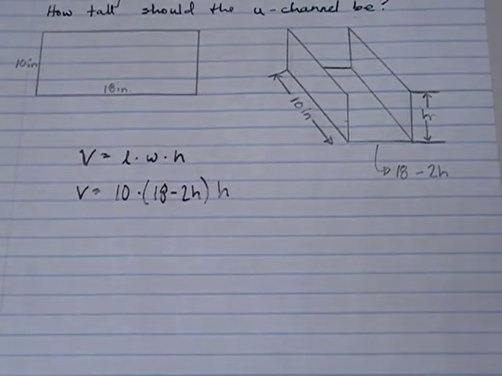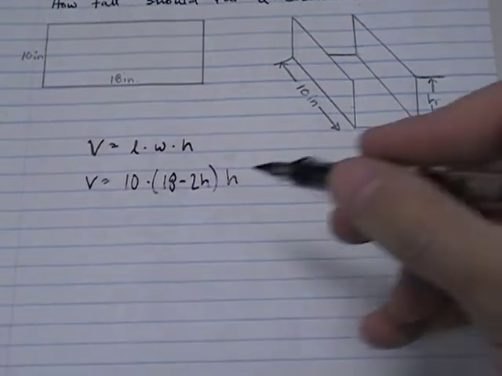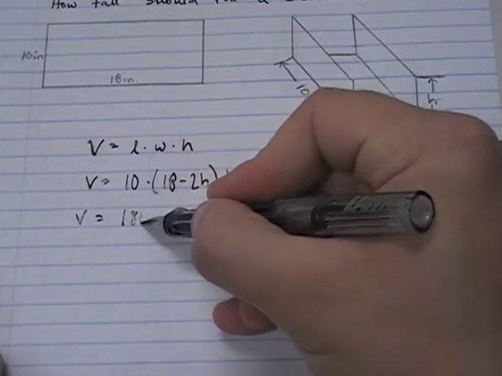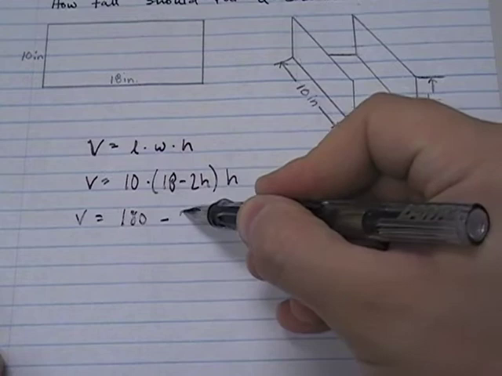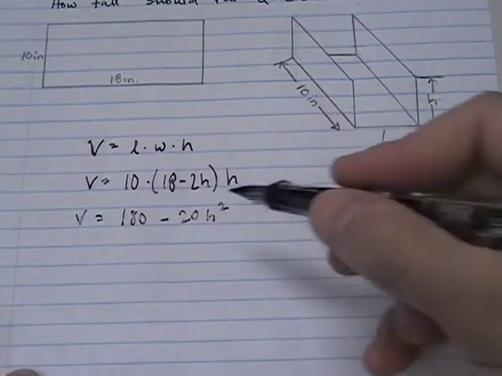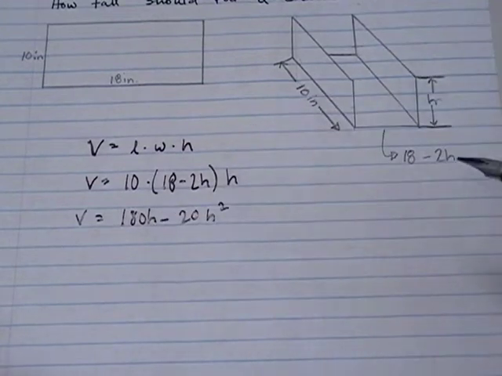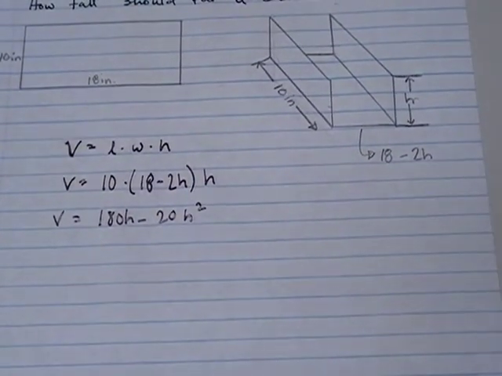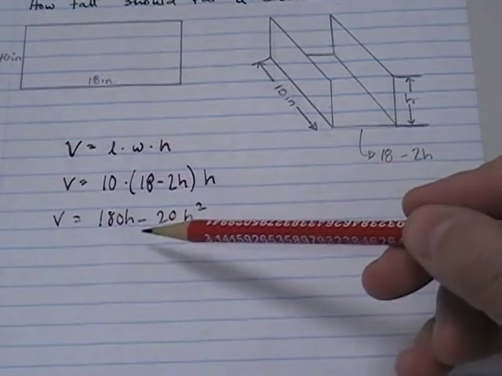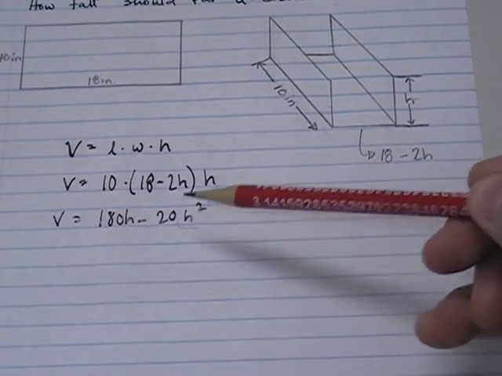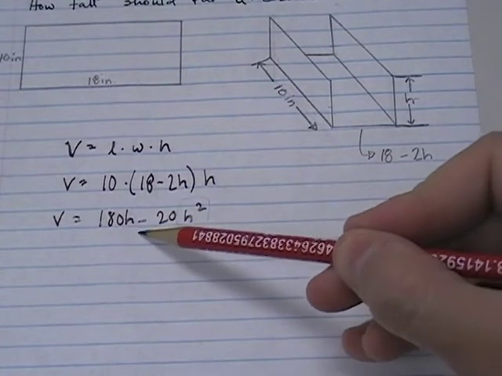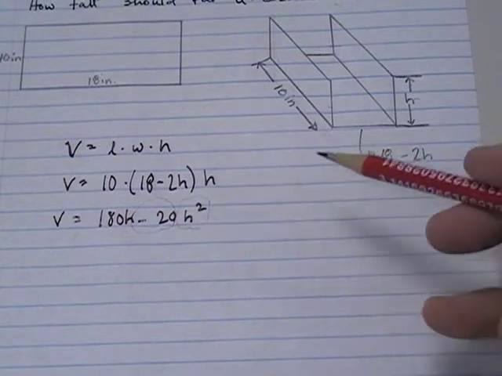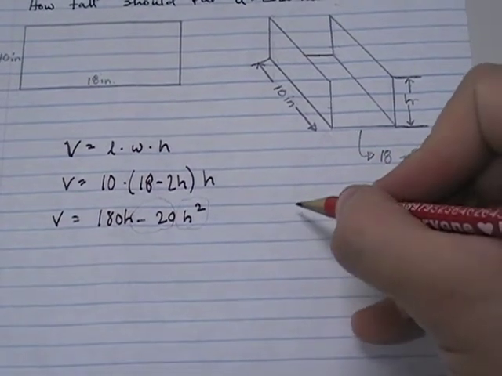So our goal is to multiply all of this out. If we multiply all of this out, here's what we get. We multiply this and we get 180h minus 20h squared. Let me do my multiplication right. Would help, wouldn't it? Now, let's remind you of something. We have here again a quadratic, right? This is an h squared term. This is a quadratic. And the leading coefficient, the coefficient that's attached to the largest exponent, is negative.